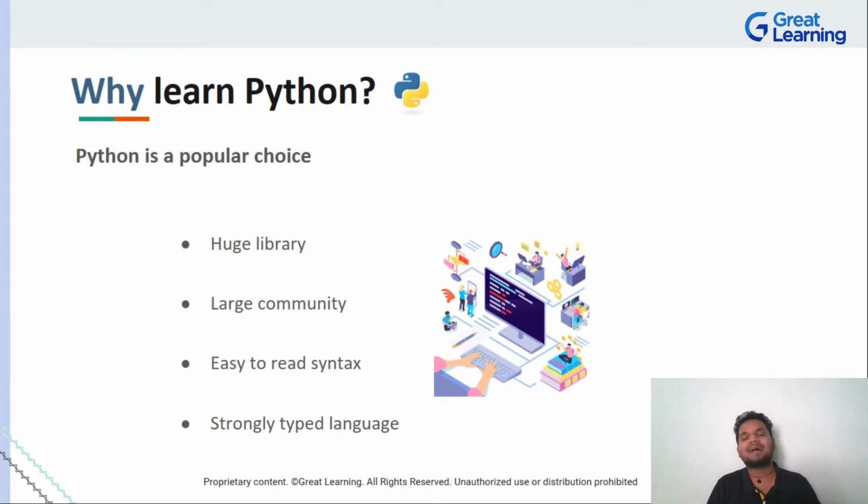In that particular case, having this open-ended community where you're welcomed no matter who you are, on a most beginner level, is a really, really nice thing I love about Python, right? Now the last point is strongly typed language.